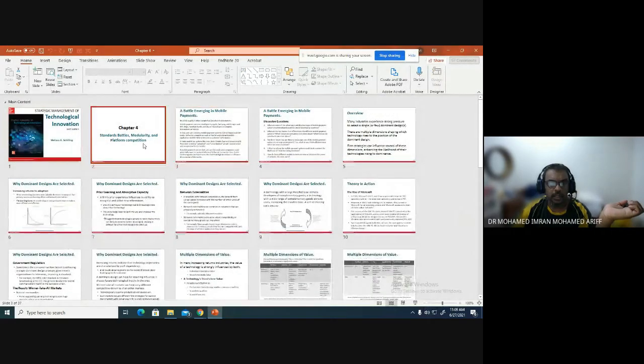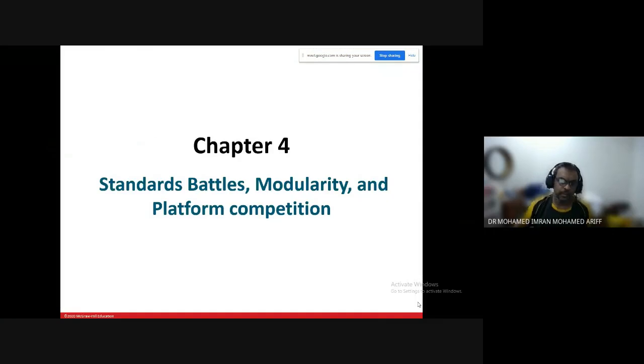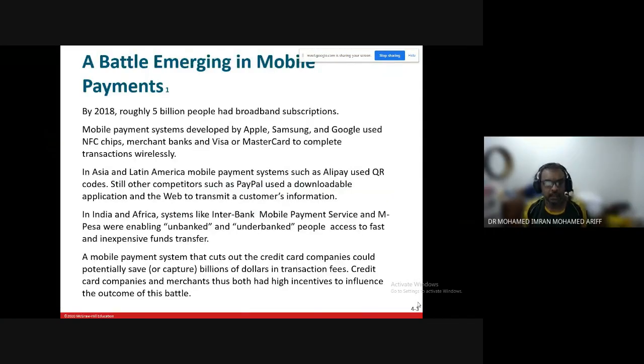Okay, so here we looked at standards, battle, modality and platform composition. So when we talk about platform, we are talking about mobile. Okay, mobile platform, mobile payments. So we start with talking about mobile payment. How mobile payment helps people around the world. That means they just use their phone to do their payment.